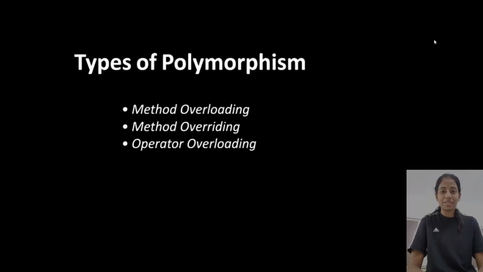Types of polymorphism. There are mainly three types of polymorphism. Method overloading. This is also called compile time polymorphism. Python doesn't support true compile time polymorphism like C++ or Java, but we can mimic it. The second type is method overriding. This is also called runtime polymorphism. And the third type of polymorphism is operator overloading.